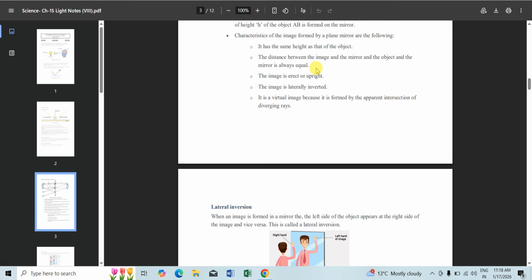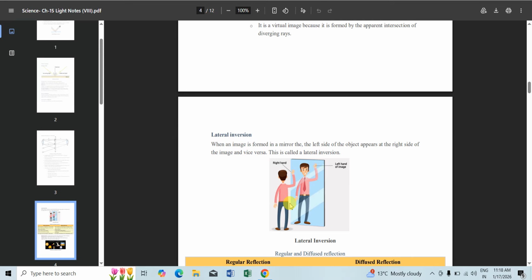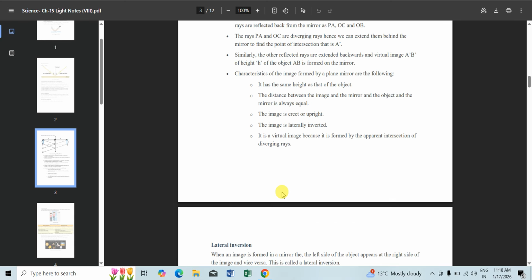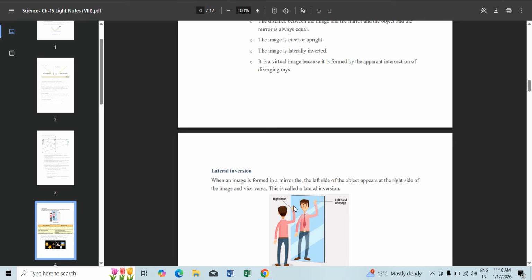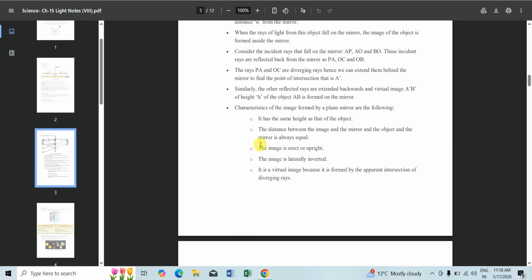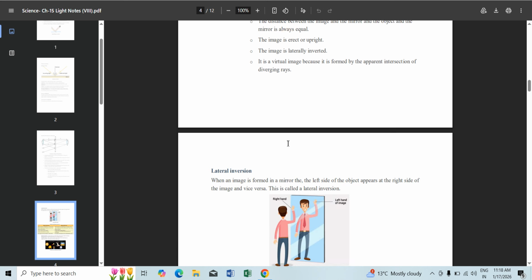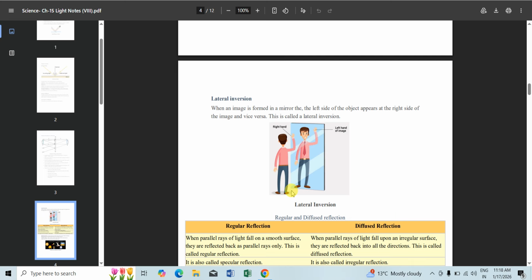Now what are the characteristics of the image formed by a plane mirror? It has the same height as the object. If you are 5'5" tall, then the image would be 5'5" tall. They would be the same. The distance between the image and the mirror and the object and the mirror is always equal. So if you are standing 10 centimeters away from the mirror, then the image would be standing 10 centimeters away from the mirror.